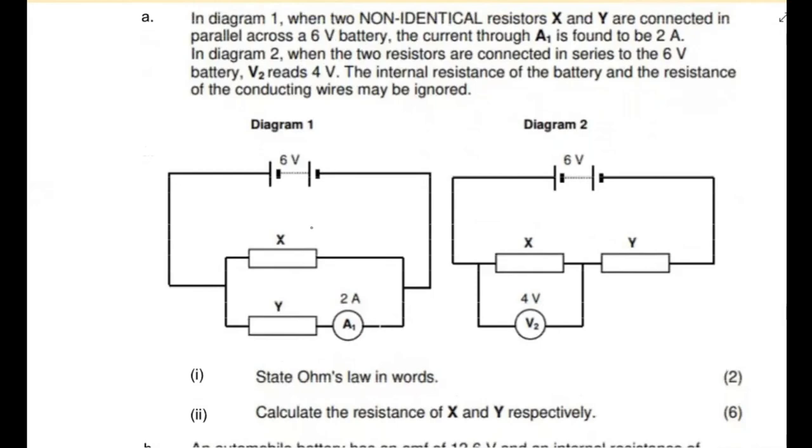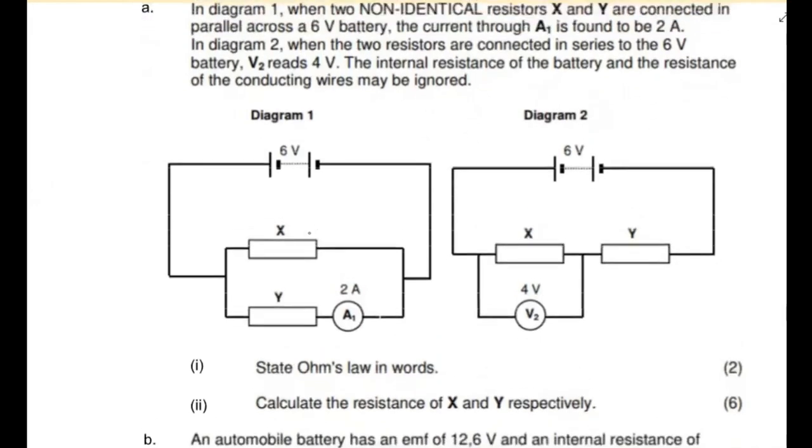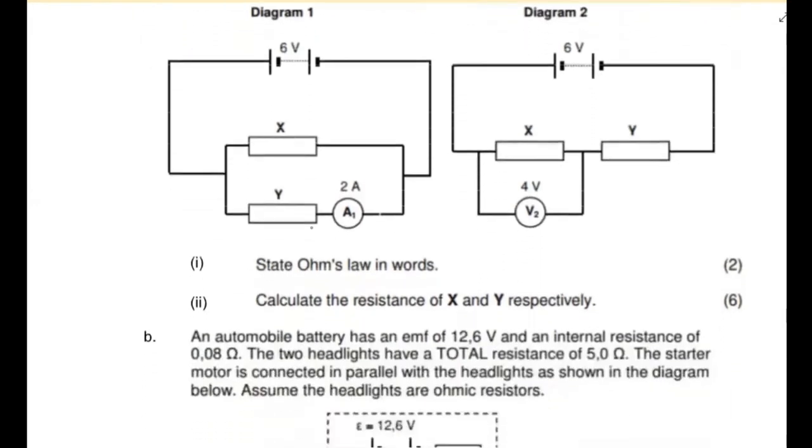So if I look at diagram 1, I think everything's in the picture, so it's all good. Diagram 1, who can tell me how much the potential difference is across the X? You can tell me what the potential difference is across X, or what is the potential difference across Y?